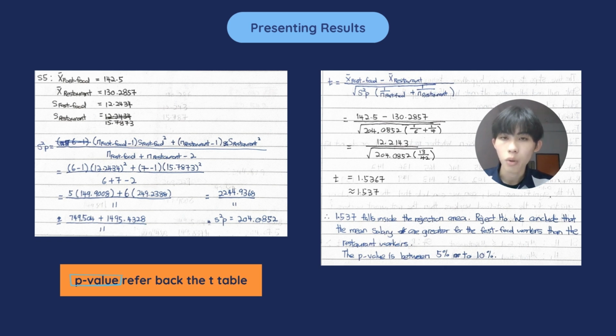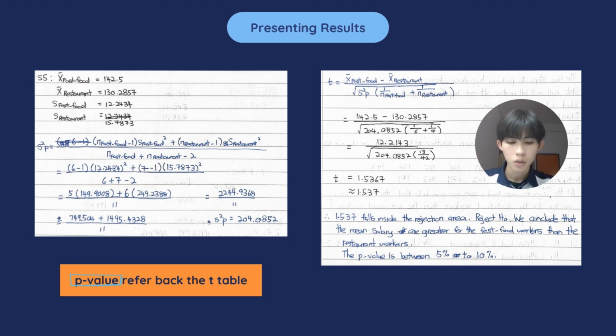we will get the t-value equal to 1.537. So in conclusion, since 1.537 falls inside the rejection area, we need to reject H0, so that we can conclude that the mean salary is greater for the fast food workers than the restaurant workers. At last, we know that the p-value is between 5% to 10%.